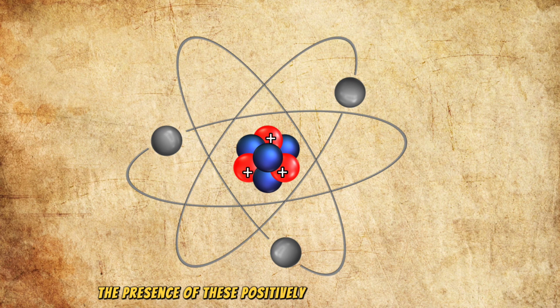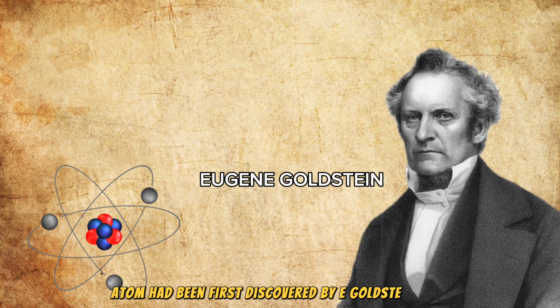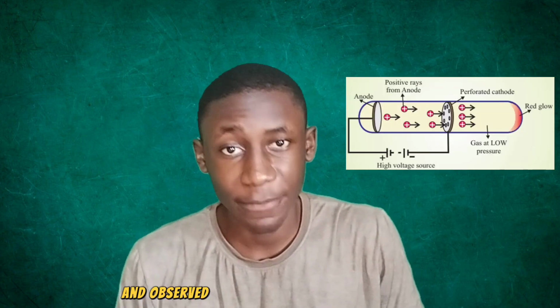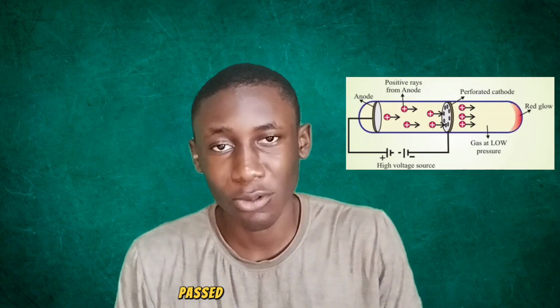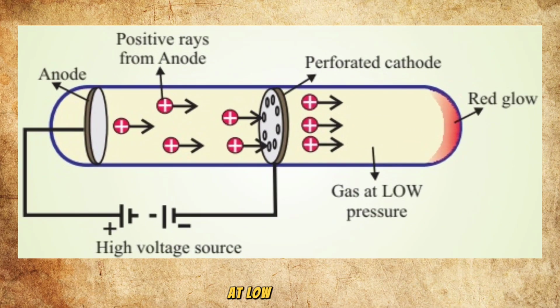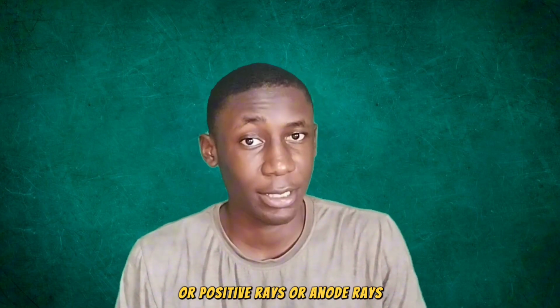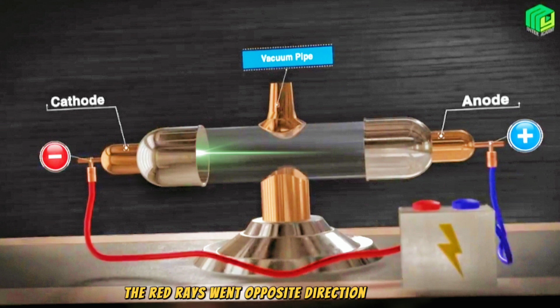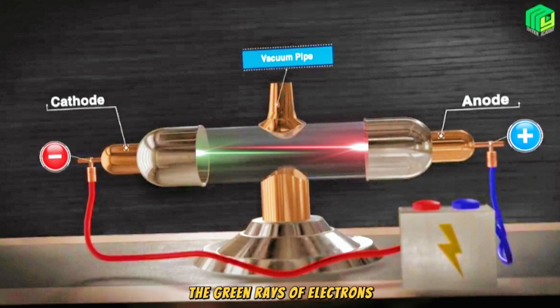The presence of these positively charged particles in an atom had been first discovered by E. Goldstein in 1886 in an anode ray experiment. He performed a series of experiments and observed that when high voltage electricity passed through a cathode tube fitted with a perforated cathode containing gas at low pressure, a red ray was produced from the anode. These new rays he called canal rays, or positive rays, or anode rays. The red rays were in opposite direction to that of the green rays of electrons.